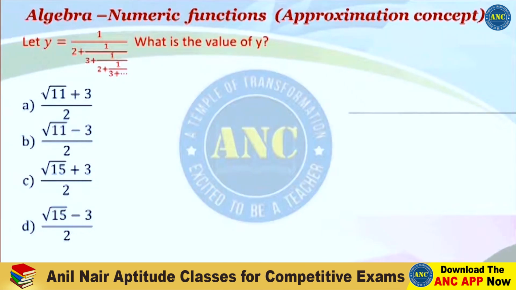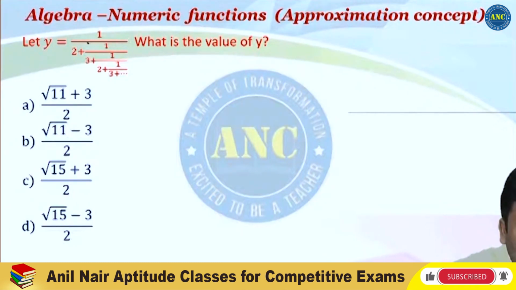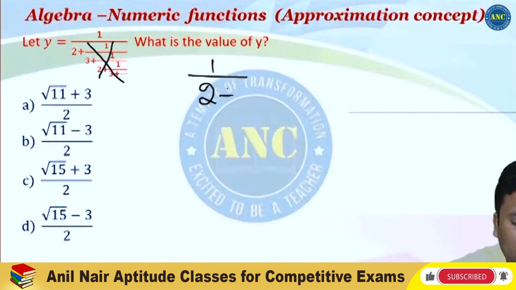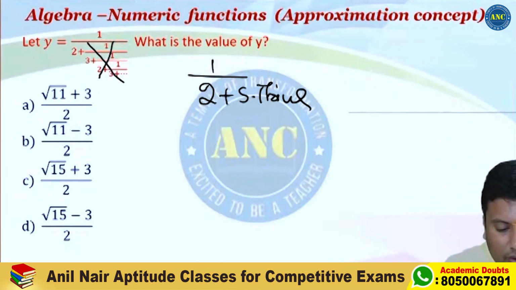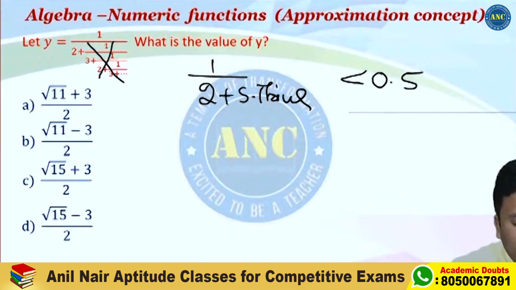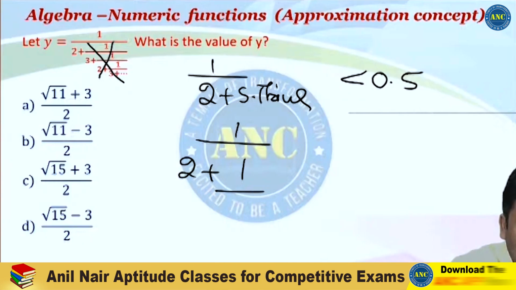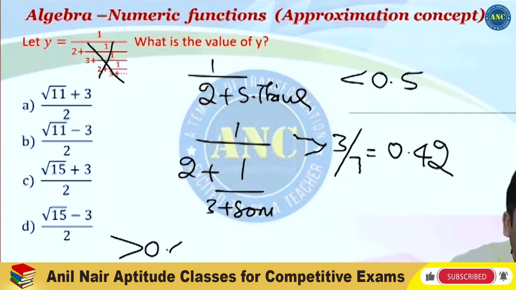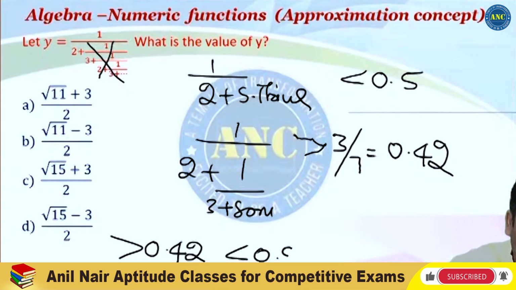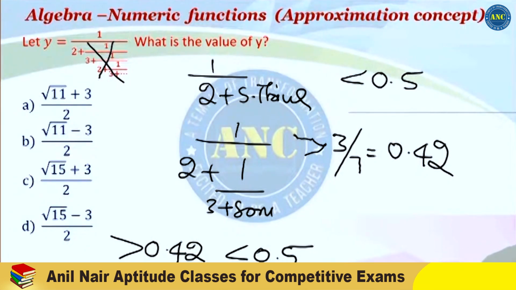Next one, see here. Let y equal 1 by 2 plus 1 by 3 plus 1 by 2 plus, and so on. Assume the rest is not there: this is 1 by 2 plus something, and the denominator value is increasing, so the value will be less than 0.5. This is nothing but 1 by 2 plus 1 by 3 plus something, denominator by denominator, the value will increase. This is nothing but 3 by 7, which is 0.42. So the value will be greater than 0.42 and less than 0.5.